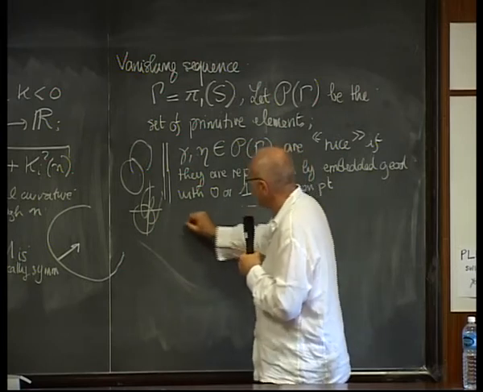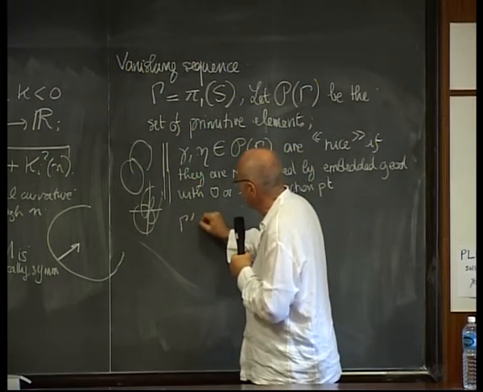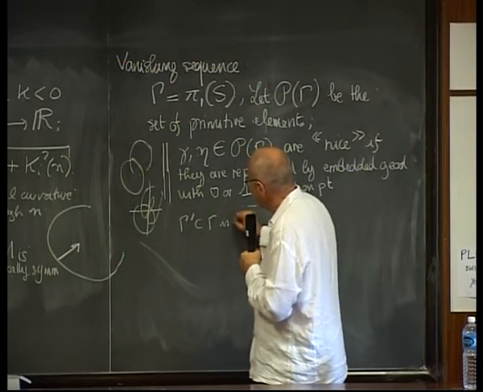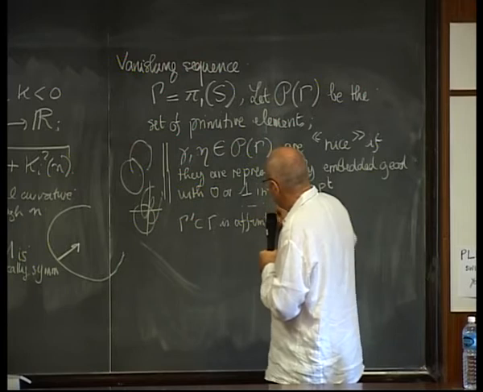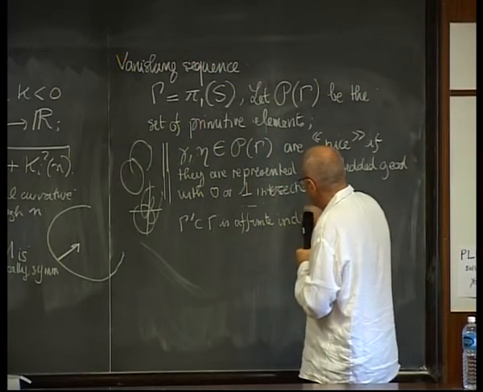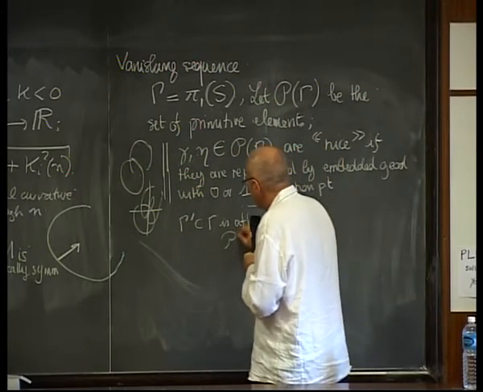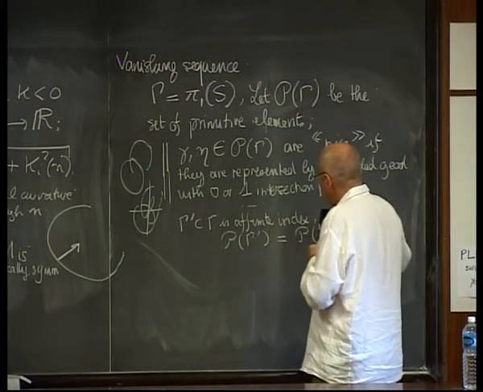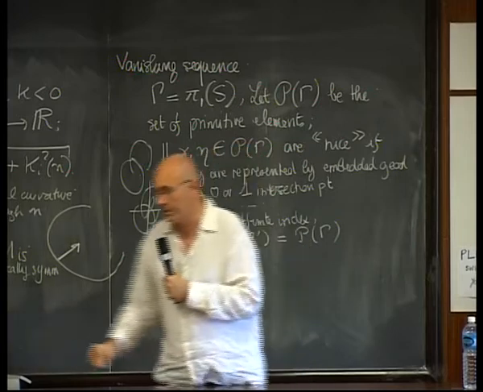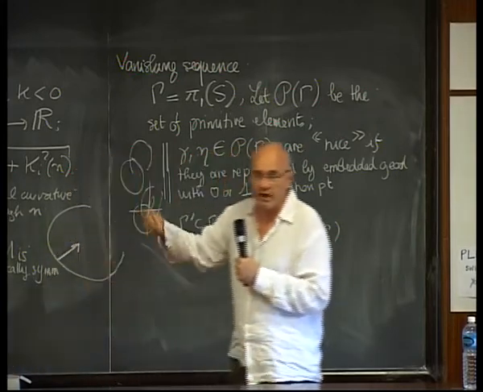So now observe that if gamma prime in gamma is of finite index, then we have a bijection between the primitive elements of gamma prime and the primitive elements of gamma. Just correspond to the endpoints of the geodesic.